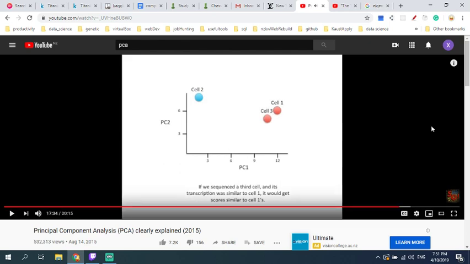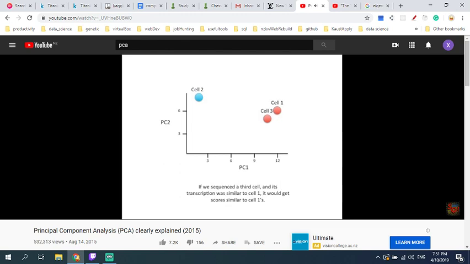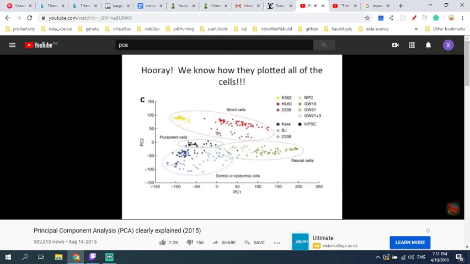And as a result, when we plotted it on the graph, cell number 3 would be closer to cell number 1 than it would be to cell number 2. Hooray! At long last, we know how they plotted all of the cells on this graph.